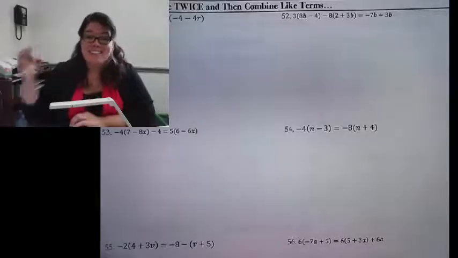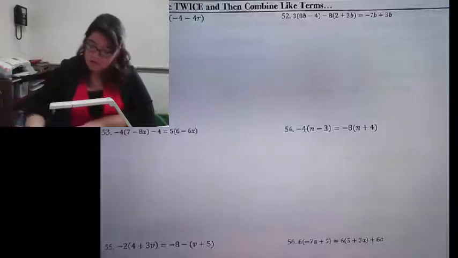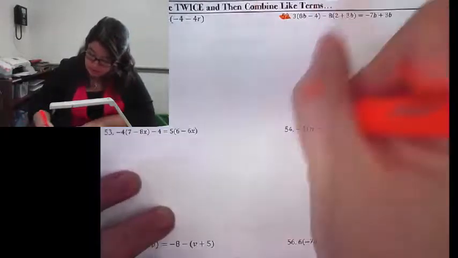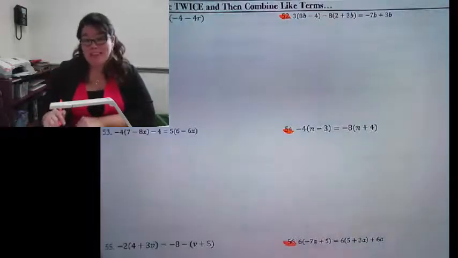All right, it's level 3. Let's do this like a boss. We are going to do these 3 problems on the right, and then the other 3 will be yours to do on your own. So let's take a look.